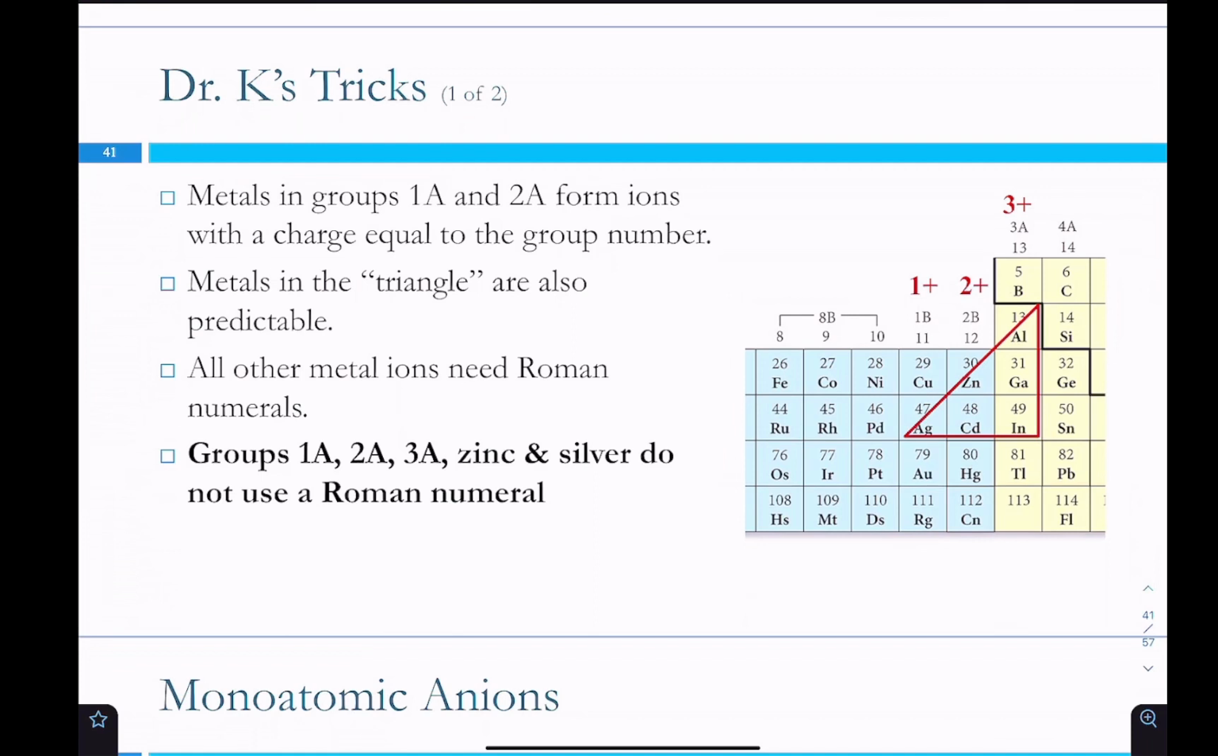And then you move one space to the left and you get zinc and cadmium. There's 2 elements there, so they have 2+ charges, and silver has a 1+ charge. So any of these ions that form consistent charges or only one type of charge do not use Roman numerals in their name.